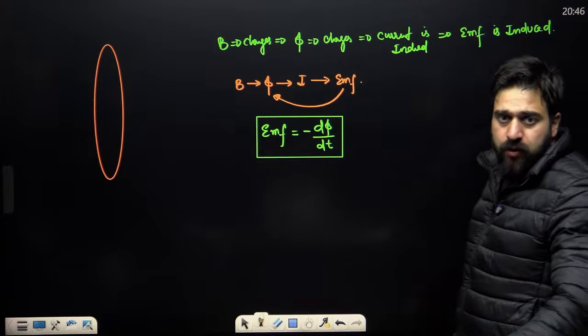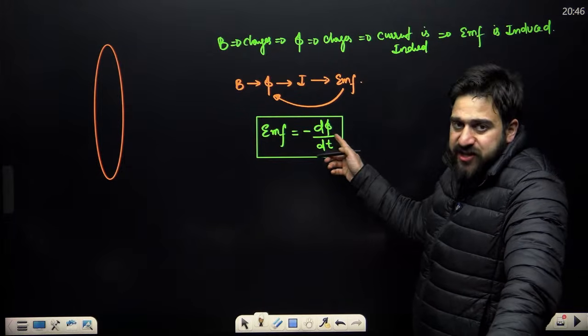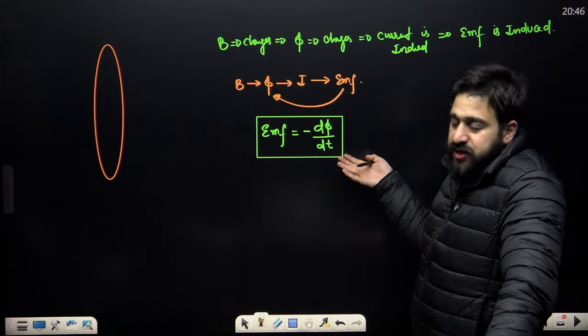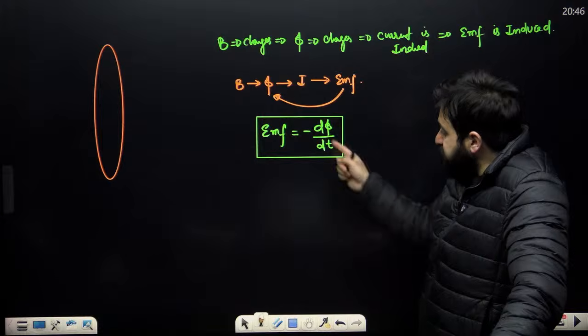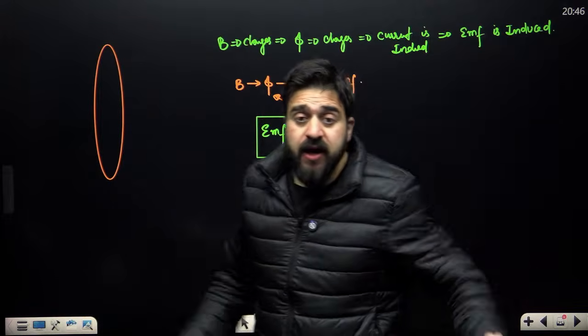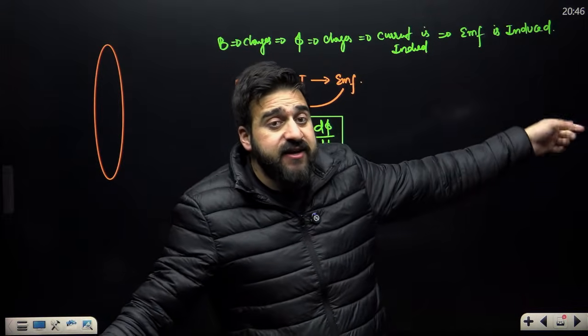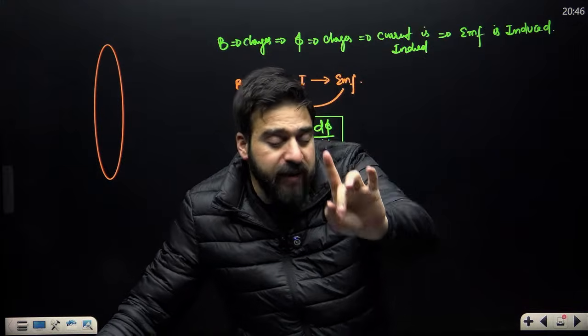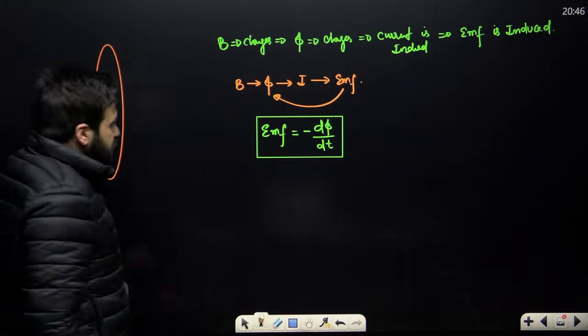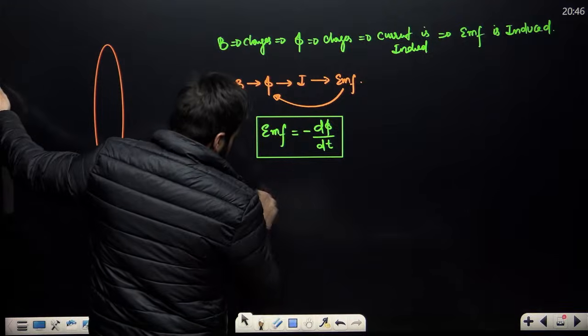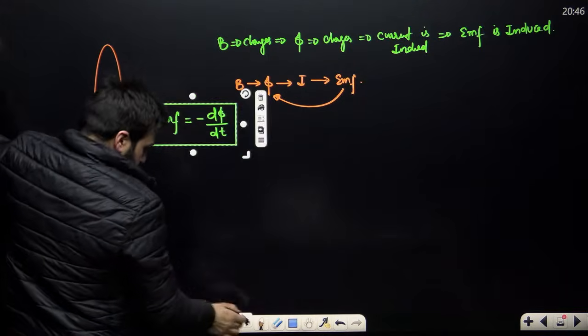This is Faraday's law. Whenever flux through the coil changes, means the magnetic field through the coil is changing, EMF is induced. EMF means potential difference. And this negative sign is because of Lenz's law. If the primary magnetic field increases, you have to oppose it. If the primary magnetic field decreases, you have to support it. Okay, this is EMF, this potential difference being induced in the coil.